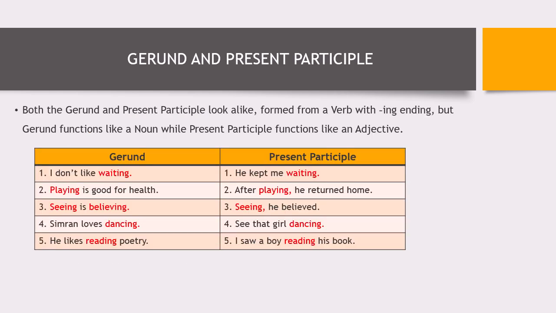Gerund and present participle. Both the gerund and present participle look alike, formed from a verb with ing ending, but gerund functions like a noun, while present participle functions like an adjective. Study the examples in the table to understand the difference between a gerund and a present participle.